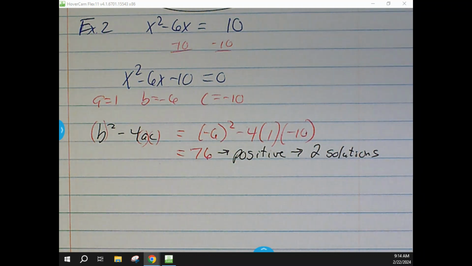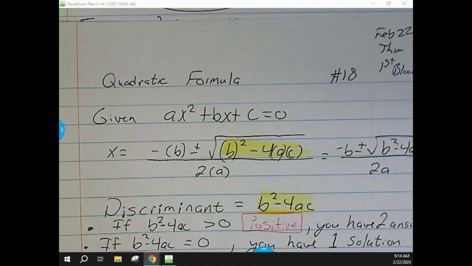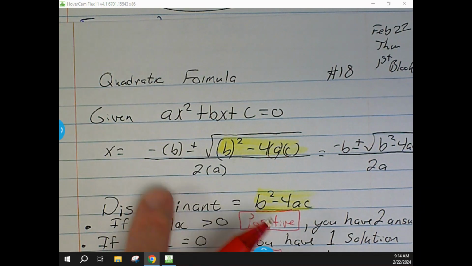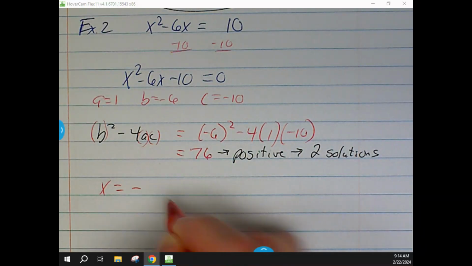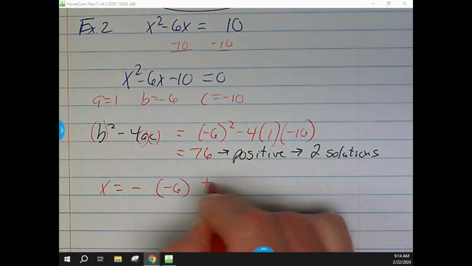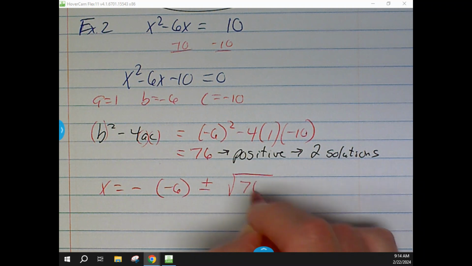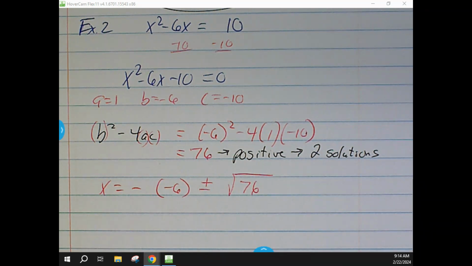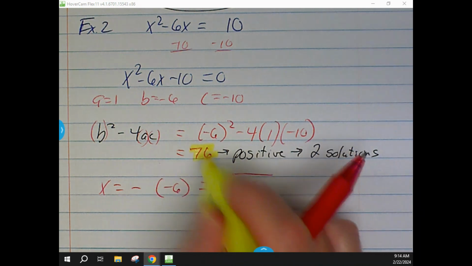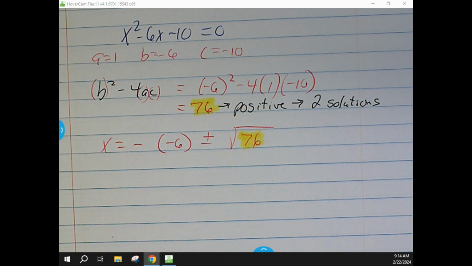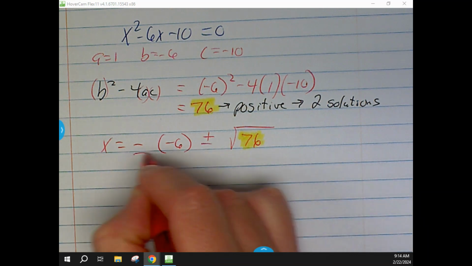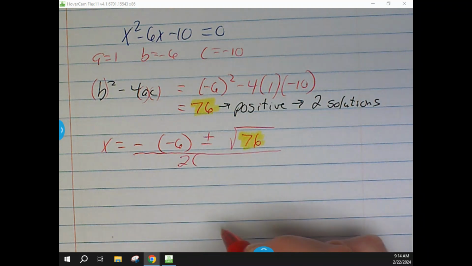So we take the numbers and plug them back into the quadratic formula. And again, this is where you were asking earlier, don't we need to change the sign? When we plug it into the formula, yes, we need to use the negative of b. So when we solve this, it's the negative of negative 6 plus or minus the square root of 76, because once we get this number, that's the number we plug into the square root here. And that's all over 2 times 1.